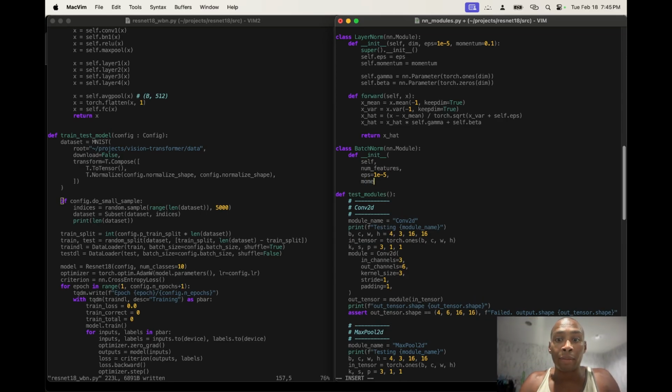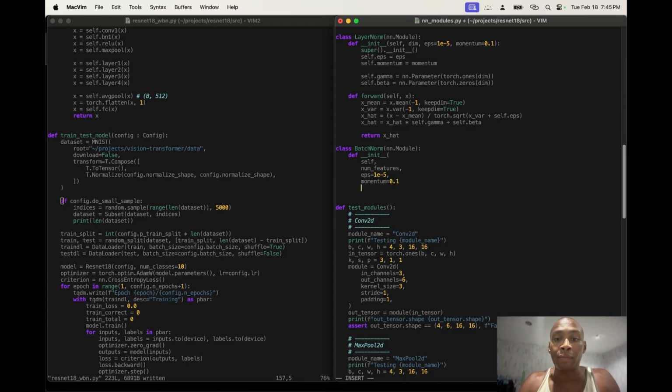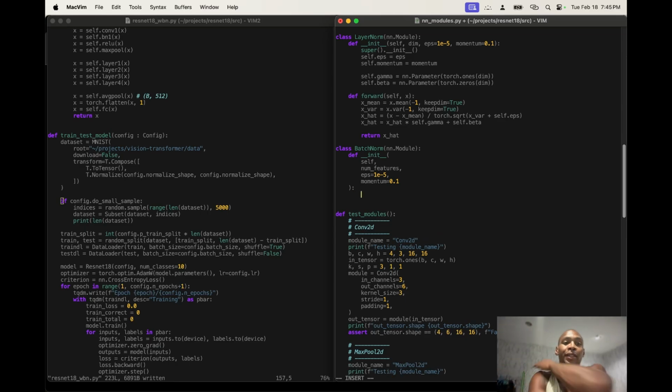Momentum. So again, this is a simple educational implementation of batch norm. And all of these implementations over time are going to get better and more optimal, right? Like as we continue to learn.